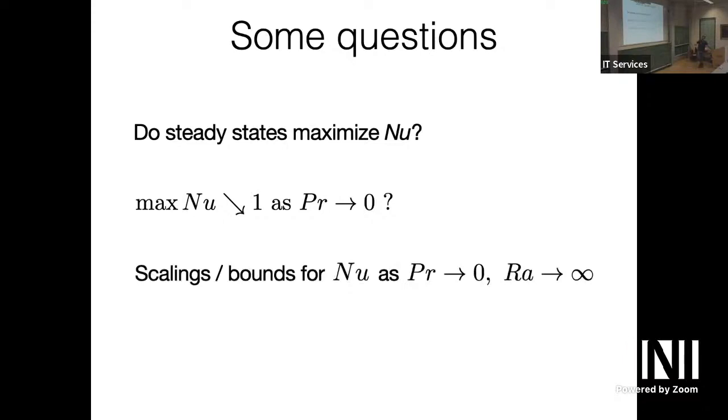And then I'm also thinking that people hopefully should think more about scalings in data or bounds that could possibly be proven for heat transport in this distinguished limit where you're sending Prandtl to 0 as Rayleigh goes to infinity, perhaps at an inverse rate, which would be exactly fixing kappa and sending the viscosity to 0. Okay, thanks.